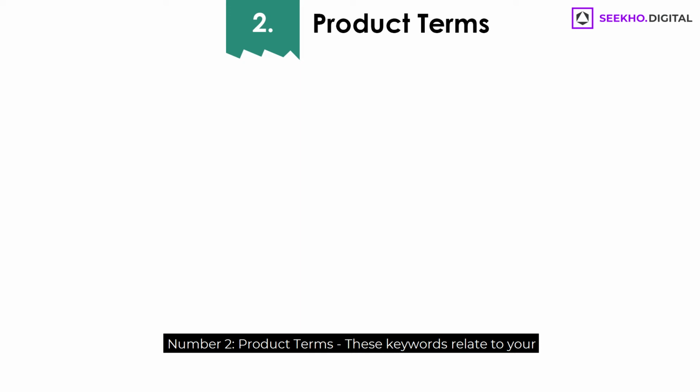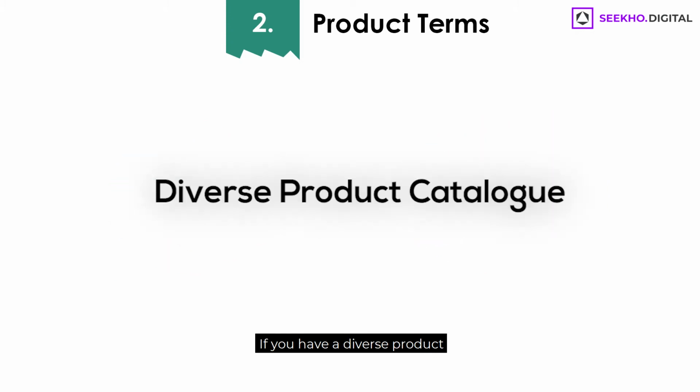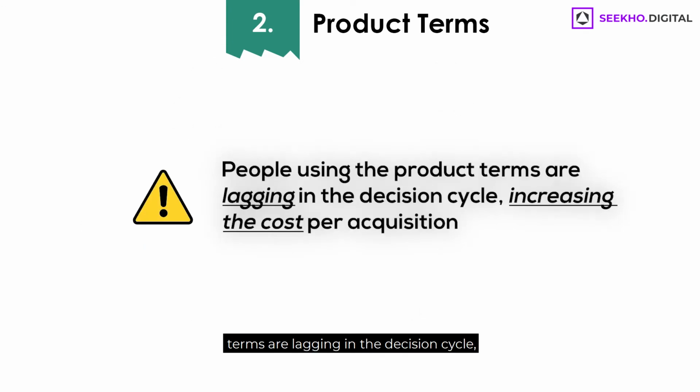Number 2. Product terms. These keywords relate to your product or service, what they are, and the problem that they solve. If you have a diverse product catalog with many applications, this list can be huge, which means that you will have a larger audience to target. However, the people using the product terms are lagging in the decision cycle, increasing the cost per acquisition.